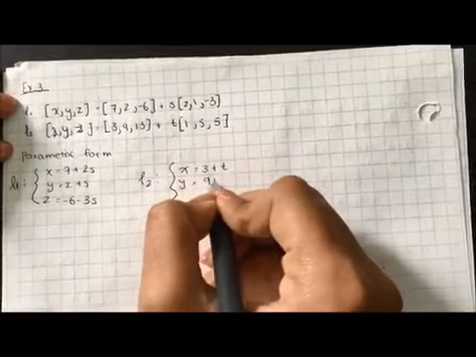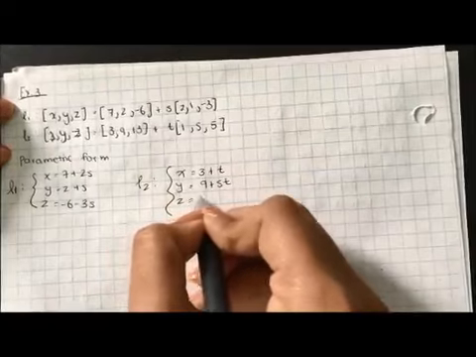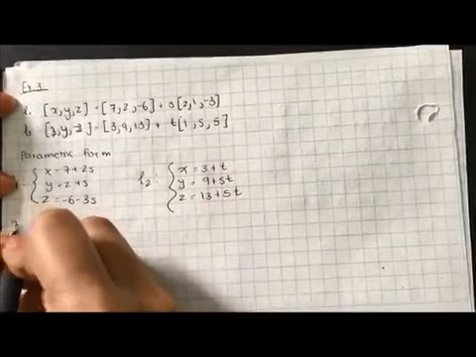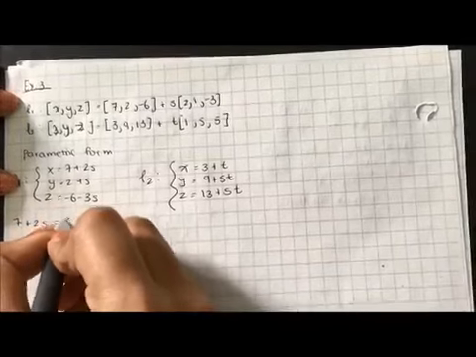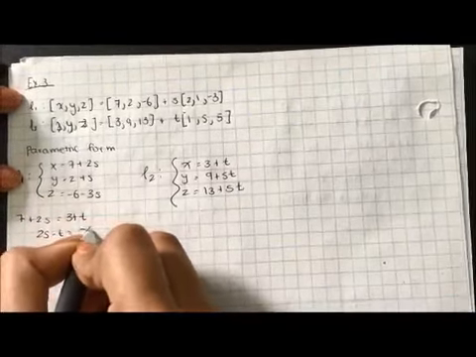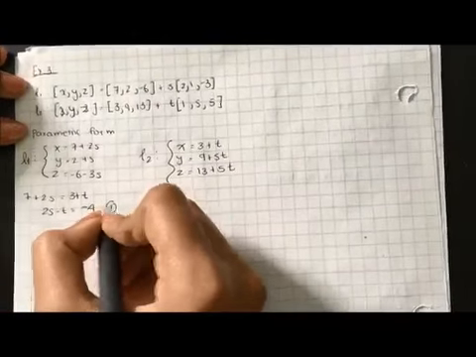So you write the equations in parametric form, which is line 1 is x equals 7 plus 2s, y equals 2 plus s, and z equals negative 6 minus 3s. And line 2 is x equals 3 plus t, y equals 9 plus 5t, and z equals 13 plus 5t.